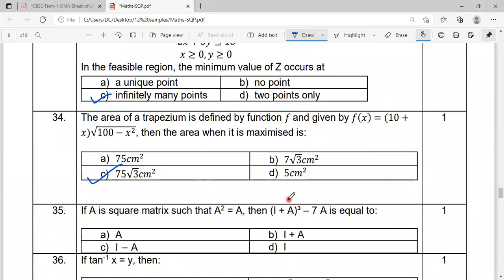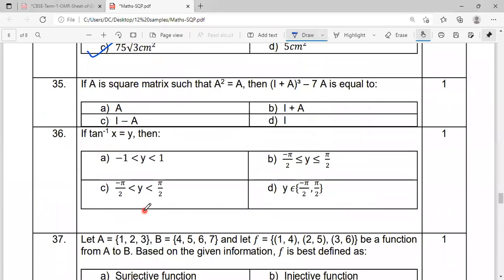So if you find that a question is going to take more time, you can skip it for the time being and move on to the next, because after all you have to answer 16 questions. So you can see the next one. For example, question 35. This will take relatively very less time.